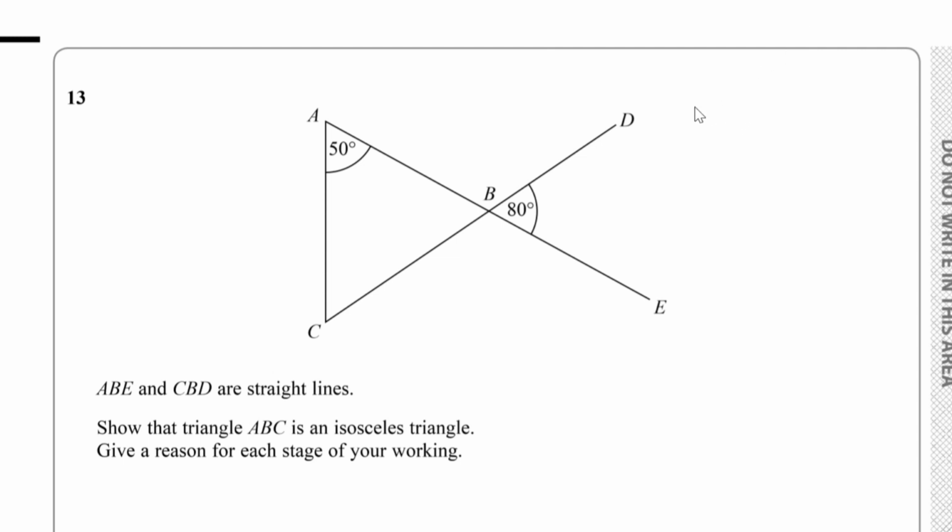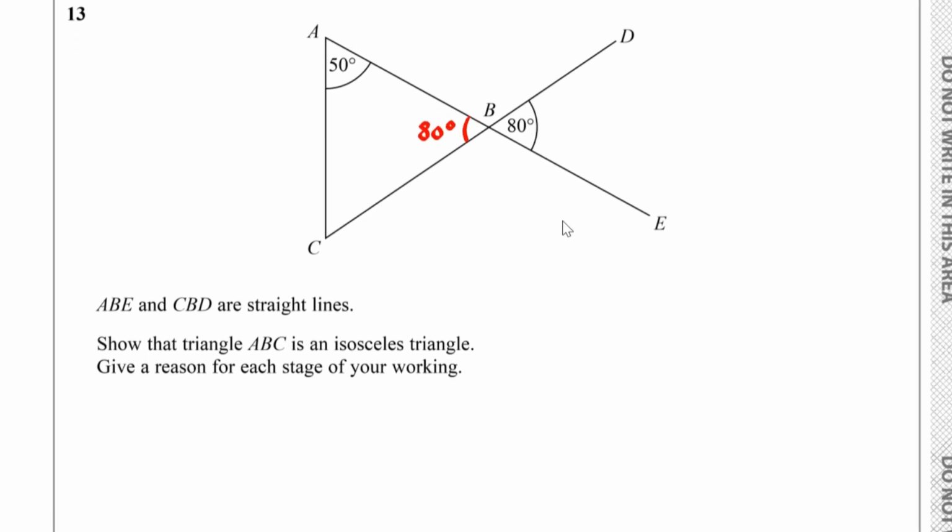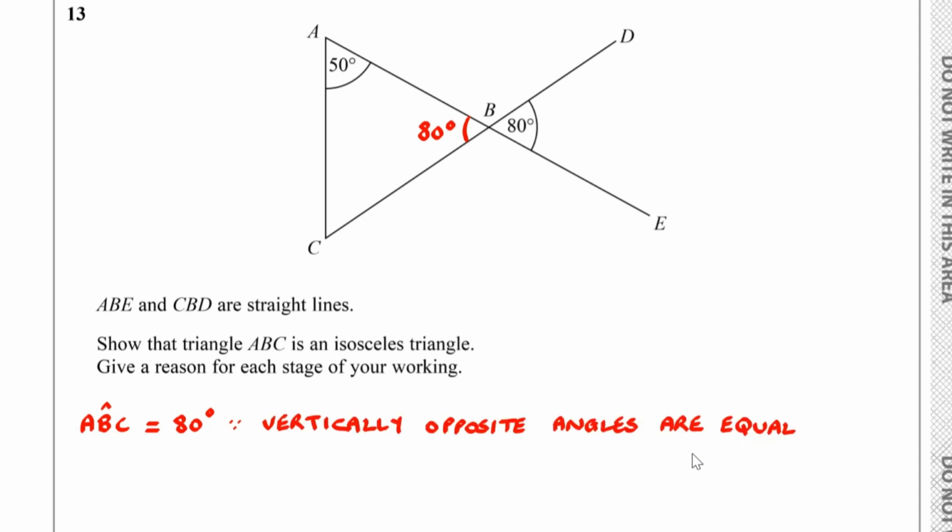Question number 13. We've got ABE and CBD, which are straight lines, and we have to show that the triangle ABC is an isosceles triangle. Give a reason for each stage of your working. Well, first of all, we can find out what this angle here is. This angle here is the same as this angle here, which is 80 degrees. So the angle ABC is equal to 80 degrees, and the reason for that is vertically opposite angles are equal.